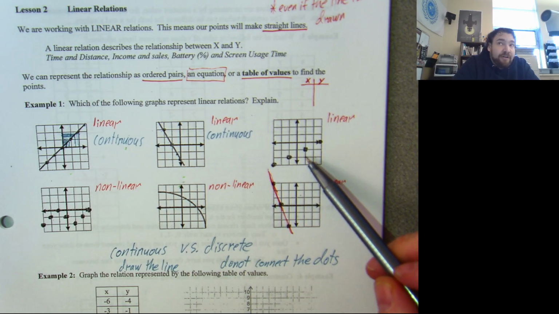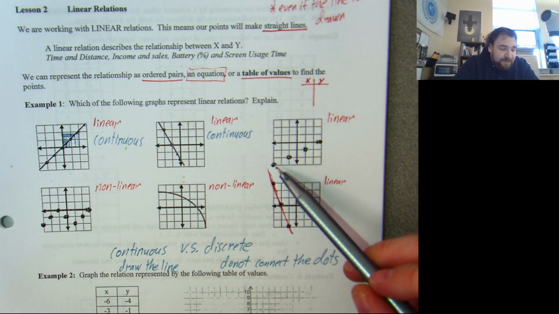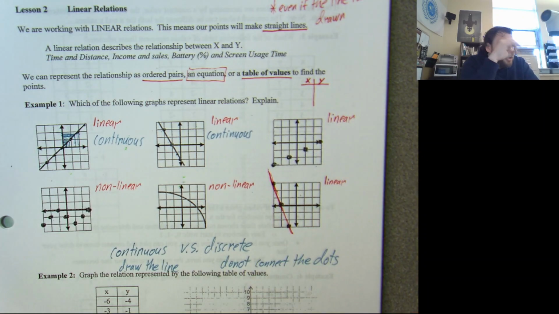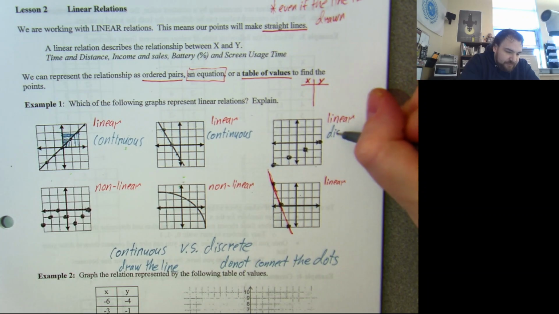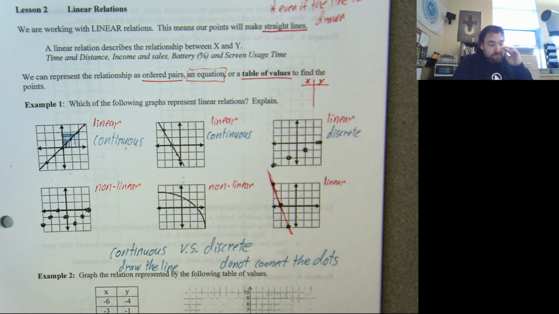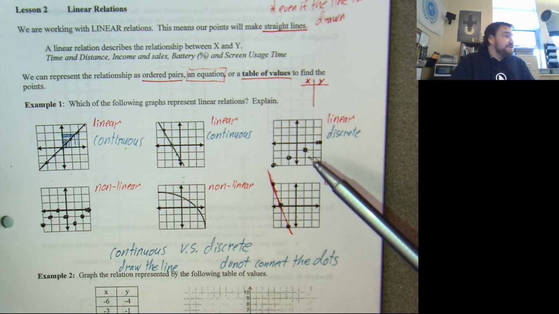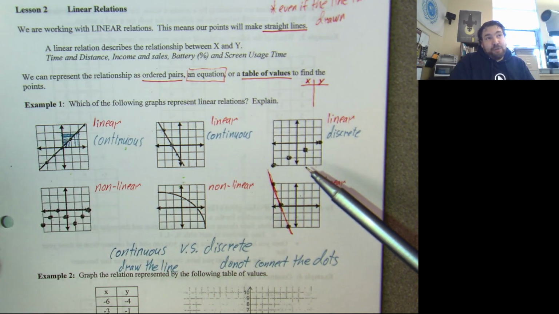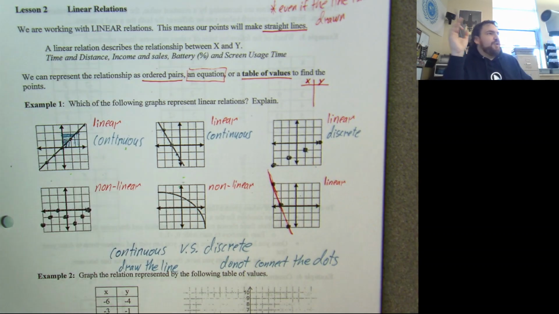But this one over here, it's just a bunch of dots that would be straight if I connected them. But because there's no line there, we say it's discrete. An example of something like this would be if you go to a pizza place and you're buying slices of pizza. Can you buy fractional slices of pizza? Can you go to Fresh Slice in the mall and say, I want half of that piece?